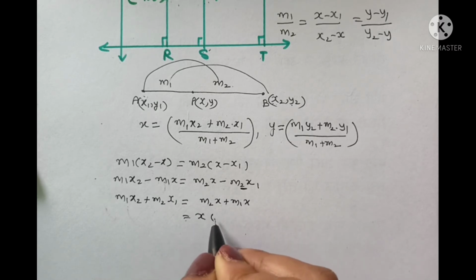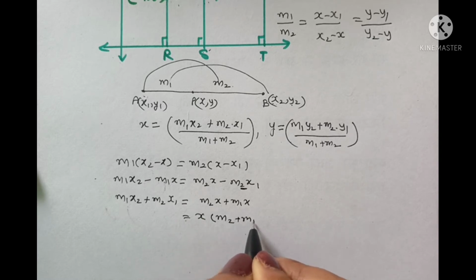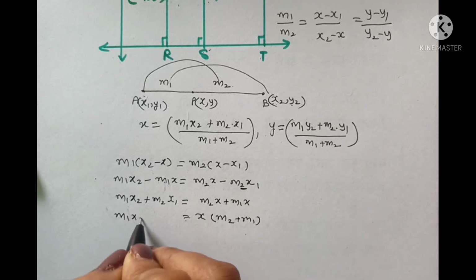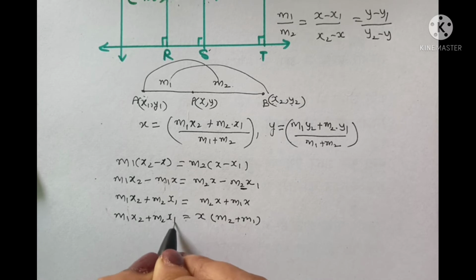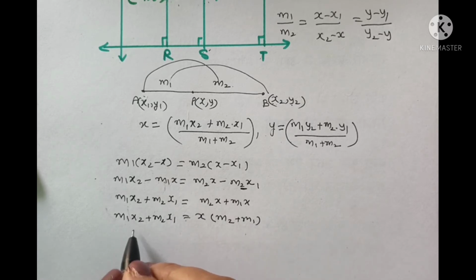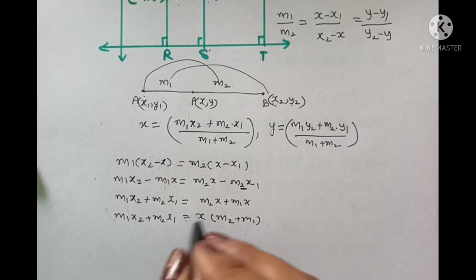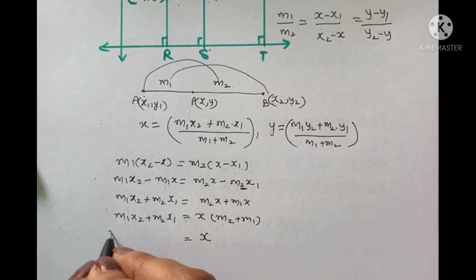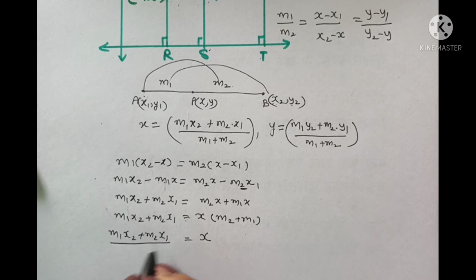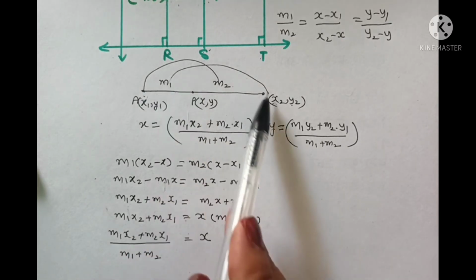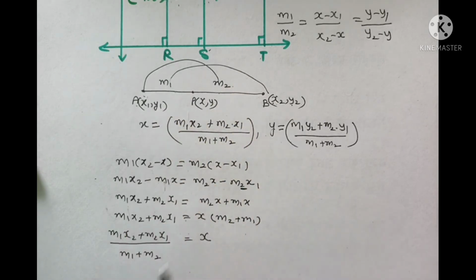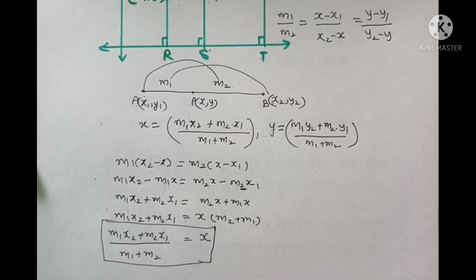Taking x common, I get (m2 plus m1) x is equal to m1 x2 plus m2 x1, and if I take this to denominator and also write it as m1 plus m2, I get the formula for x as m1 x2 plus m2 x1 upon m1 plus m2, that is, m1 into x2 plus m2 into x1 upon m1 plus m2. So, this is the formula for x coordinate.